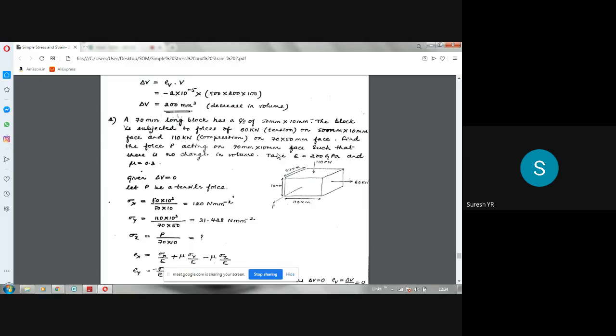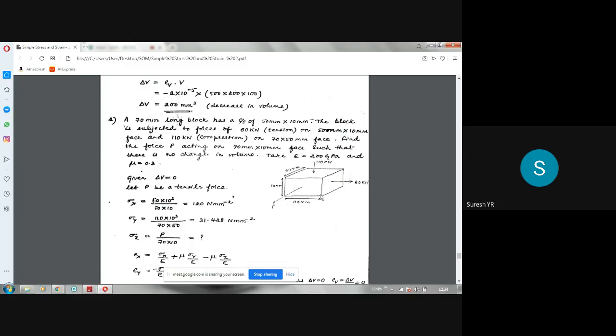Of course, in this problem the figure is not given. You have to draw the figure by noting the data. So draw a rectangular bar of dimensions 70 by 50 by 10. Now 50 by 10 area means this is 50, this is 10. You have a tensile force acting on it, 60 kilonewton. Of course, it will act on both sides. Here I have shown it on only one side, but for equilibrium, this force should act on the other side also, in the opposite direction. Then only it will be in equilibrium.